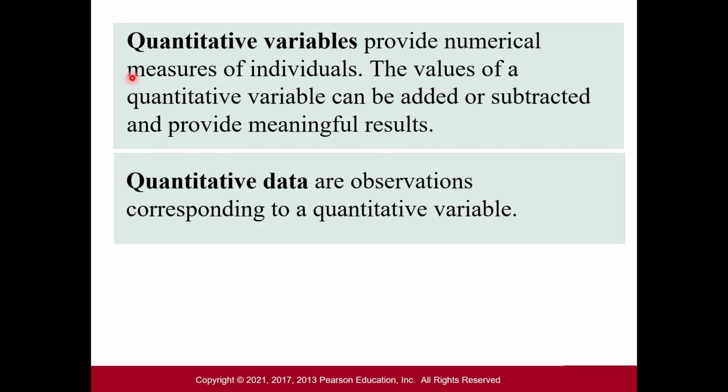So first, let's talk about quantitative variables as opposed to qualitative, which is what we went over last. A quantitative variable provides a numerical value or measure of individuals. The values of a quantitative variable can be added or subtracted and provide meaningful results. Basically, think of it as a quantity, something you can count, or like a numerical value. And we'll talk about countable and continuous in just a minute. So quantitative data are observations corresponding to a quantitative variable.